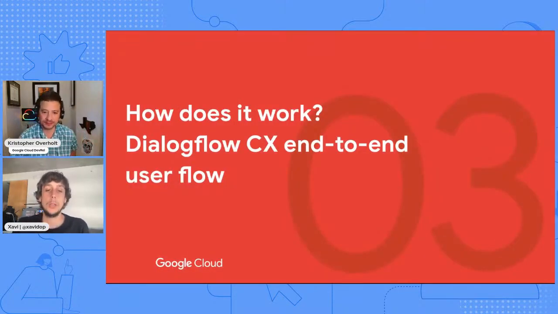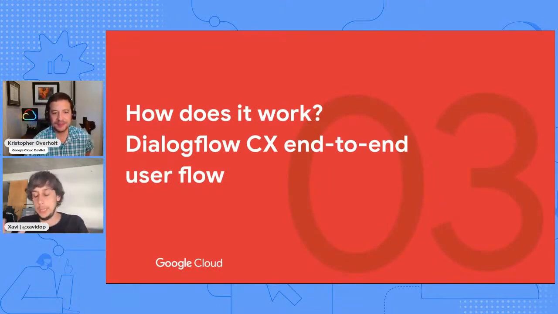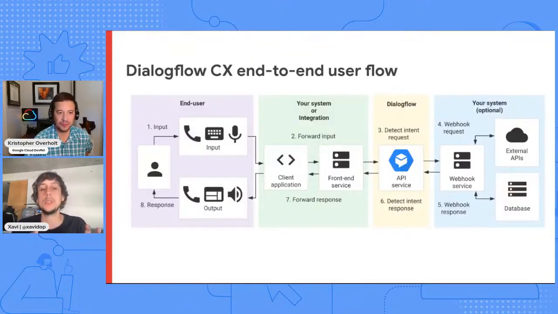So how does Dialogflow CX work end to end? I'm going to explain all the technical pieces that show how Dialogflow CX works. This is also from the official Dialogflow CX documentation, and here you can see the numbers: one input, two forward input, three. That's the order of execution.